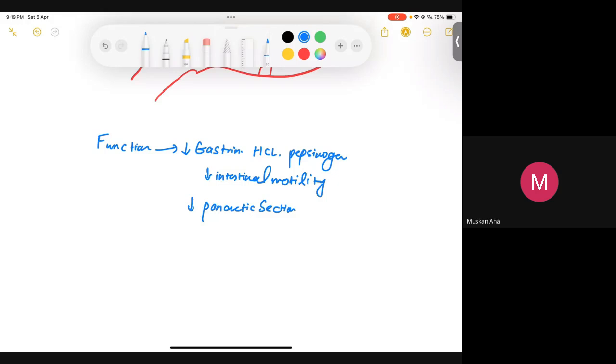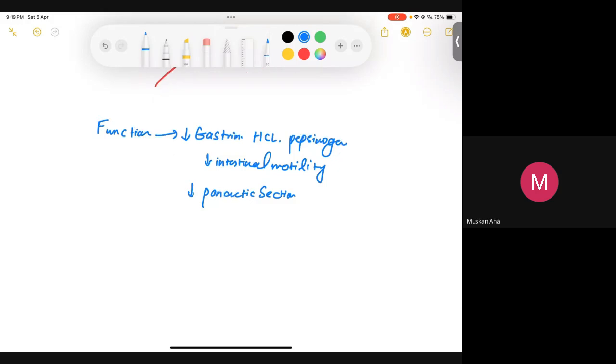What else? What about gallbladder? Decrease. What's that? Gallbladder contraction. Yes, it would decrease your gallbladder contraction, right? So these are the functions. The main idea is that it tends to decrease a lot of things, a lot of hormones, right?